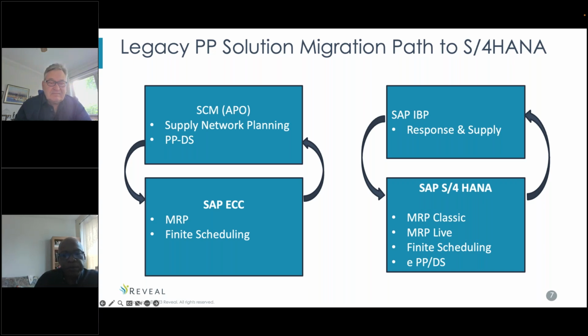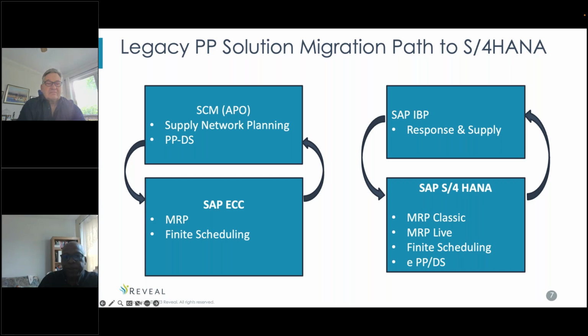Sure, David. So I spoke about MRP and the finite scheduling. When the solution moves from ECC to S4HANA, what happens is the existing solution in ECC has now migrated to S4HANA as MRP Classic. So the functionality, hence the logic of MRP, is an exact copy of what you found in MRP ECC. Then we have the new version of MRP, which is referred to as MRP Live.